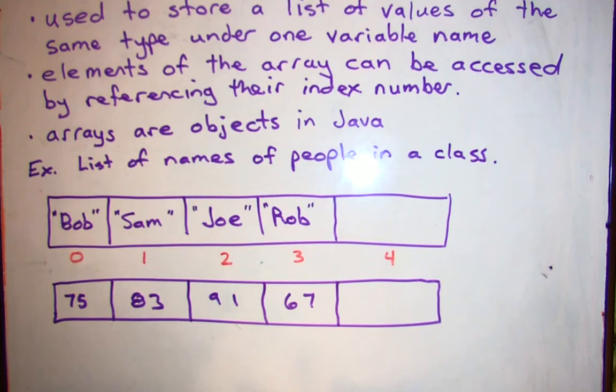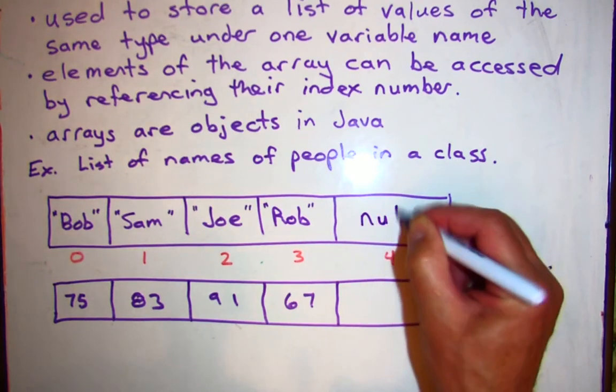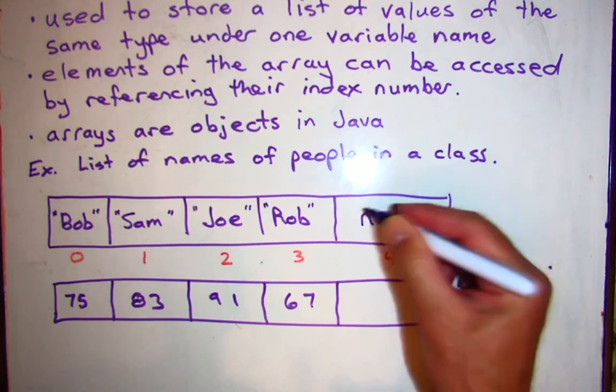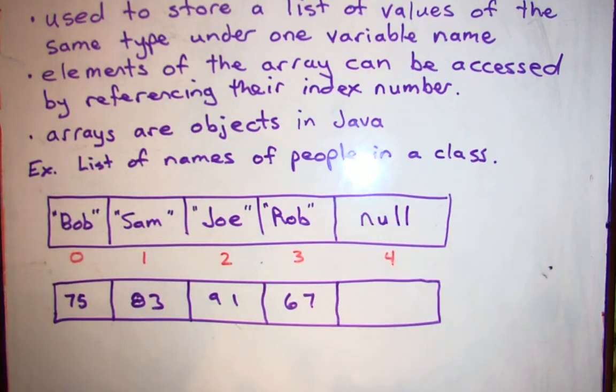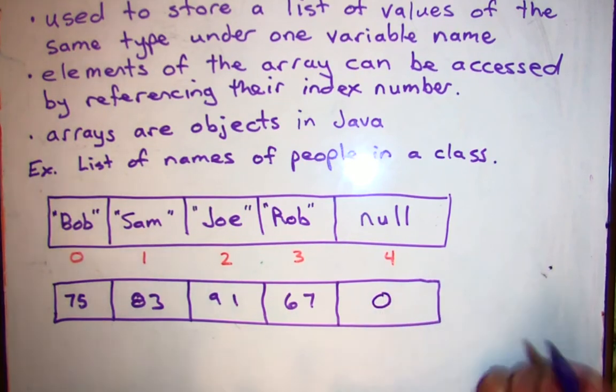So another thing, when you first make an array, if you don't set all the values, if the array contains something like strings, which are objects themselves, then the default value is null. So it's not actually the string null in quotes, it's the keyword in Java null, which means empty. For arrays of integers, they get initialized to 0 by default. And if it was double, it'll be 0.0.